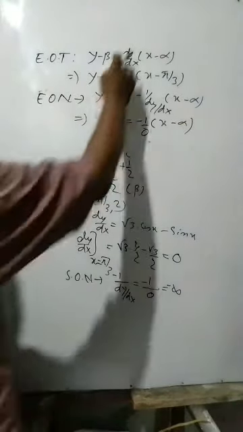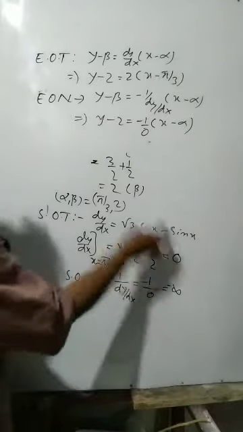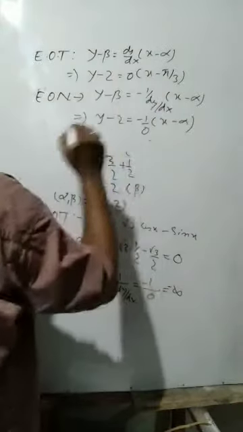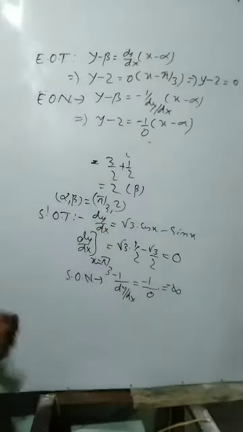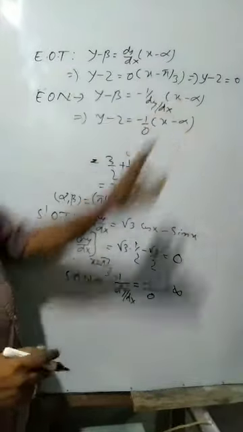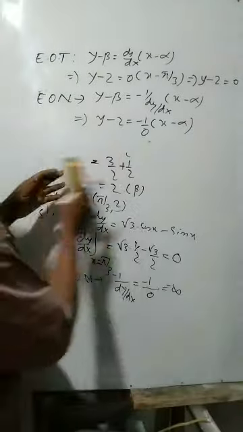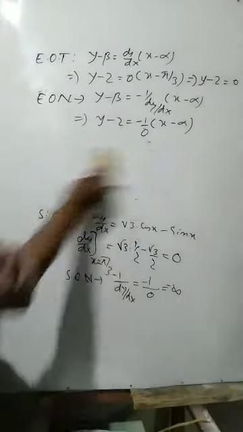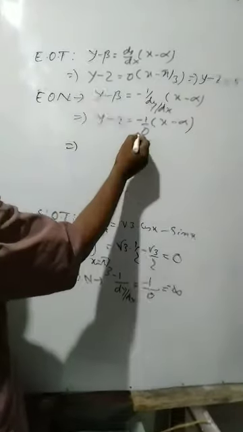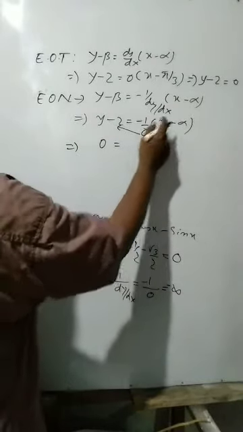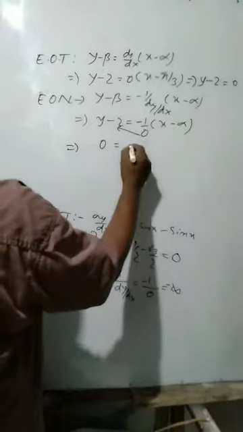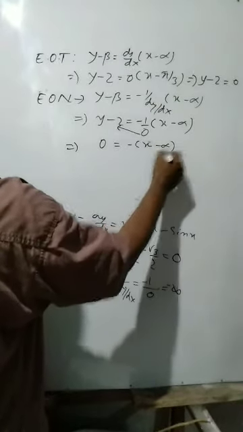Okay. So here dy by dx equal to 0 came here. Simply you write y minus 2 equal to 0, because 0 multiplies something. So here you will get, what result will you get? When 0 multiplies with this, then you will get 0 equal to minus 1 into this one, minus x minus alpha.